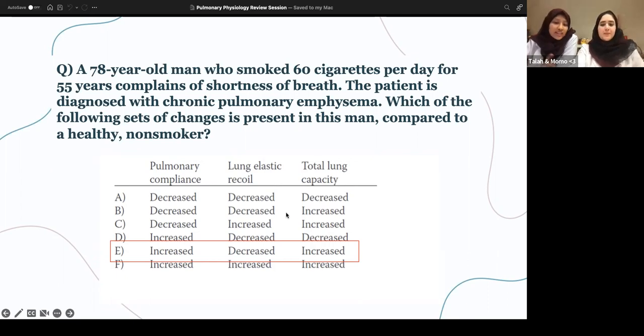Okay, someone answered D, but I want to ask why. Is it because of the total lung capacity? Because that's the only difference. But again, all volumes increase with obstructive disease, and only the ERV is going to decrease. It's okay, it's fine.